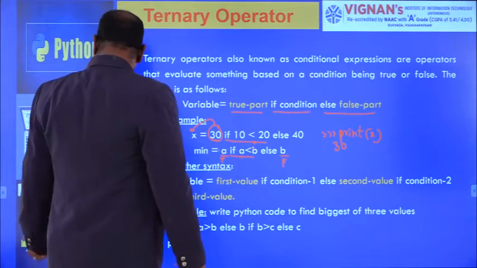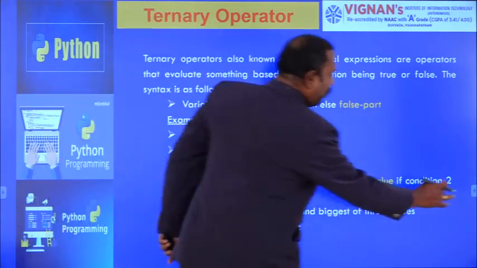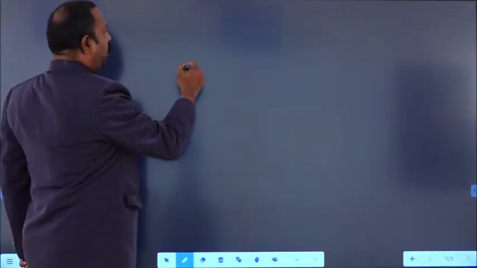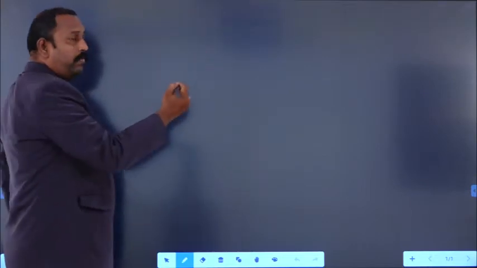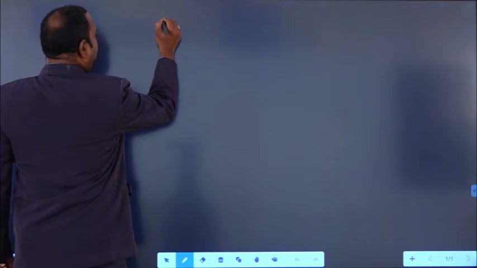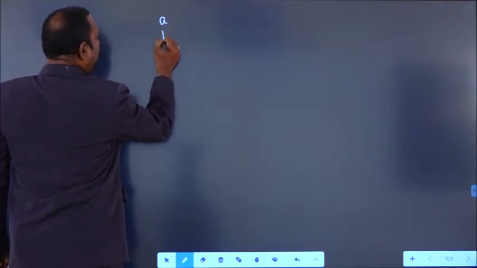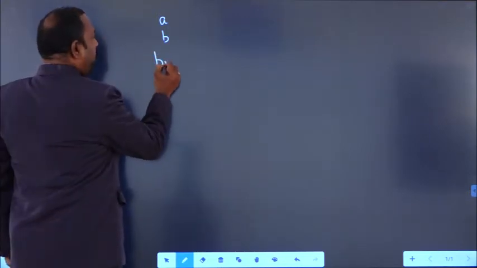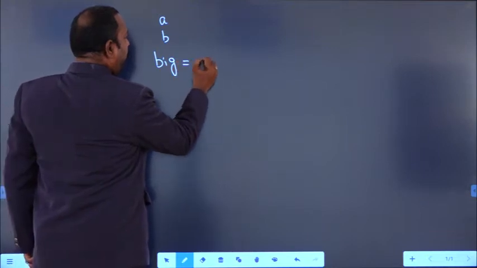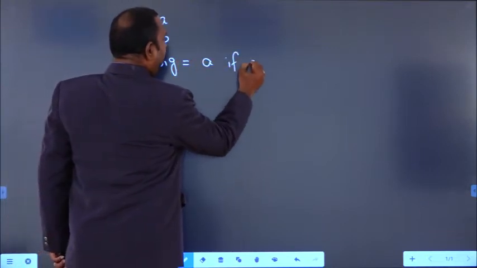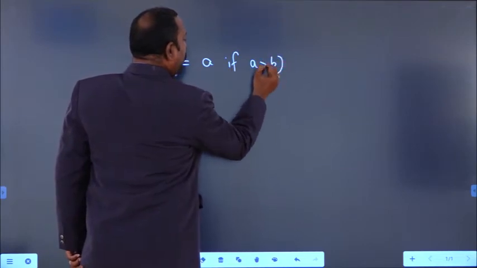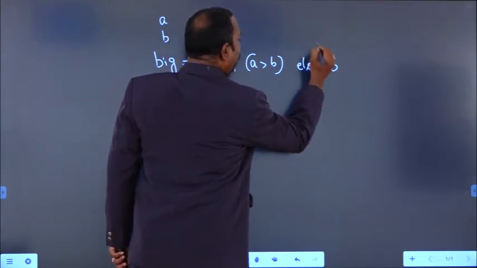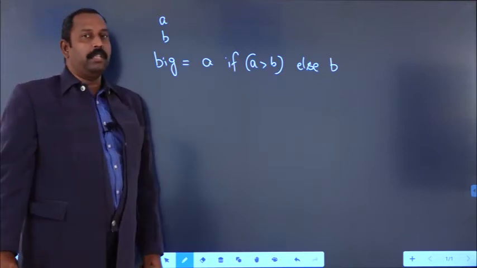Also you can write, for example, suppose I want to find the biggest of two numbers. Suppose I have taken a as one number and b as another number. I want to find the biggest of two numbers. So I will write big equal to a if a greater than b, else b. This is the logic for finding the biggest of two numbers.